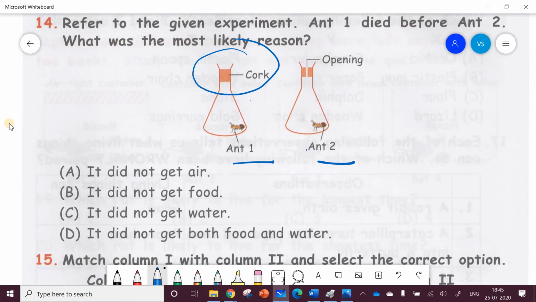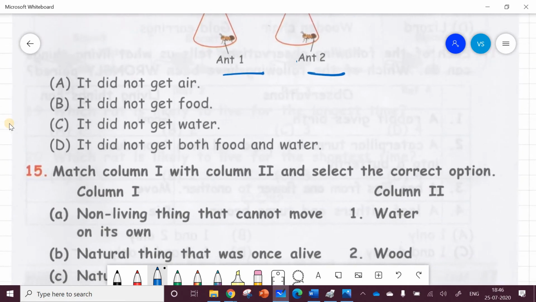Absolutely right, Avnish. Very good. Well said. Well thought. The answer is perfectly correct. You initially said that the ant did not get any air, because of which ant 1 died. Ant 2 is also in a bottle, but you can see that there is some opening. So the air is coming through here. I can see there is one line over there. So obviously air is needed by all living things to breathe, and that's why ant 1 died before ant 2. Okay, let's go to the next question.